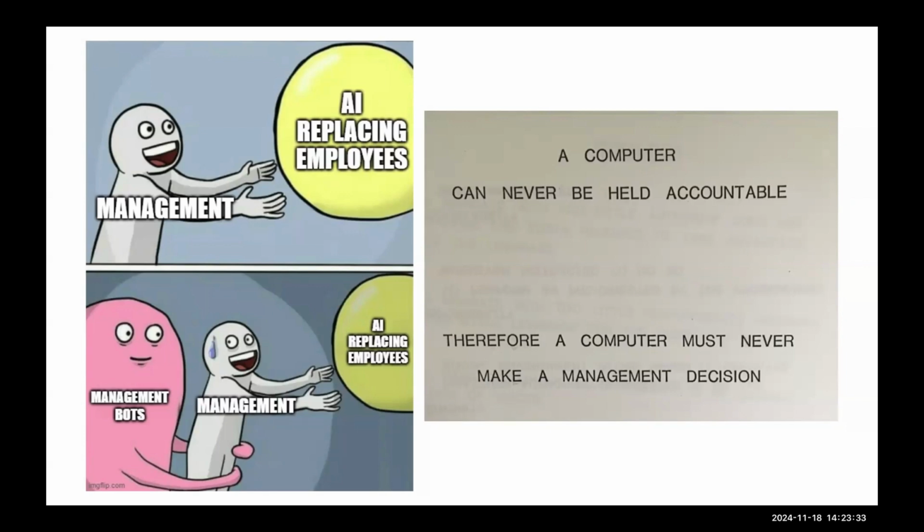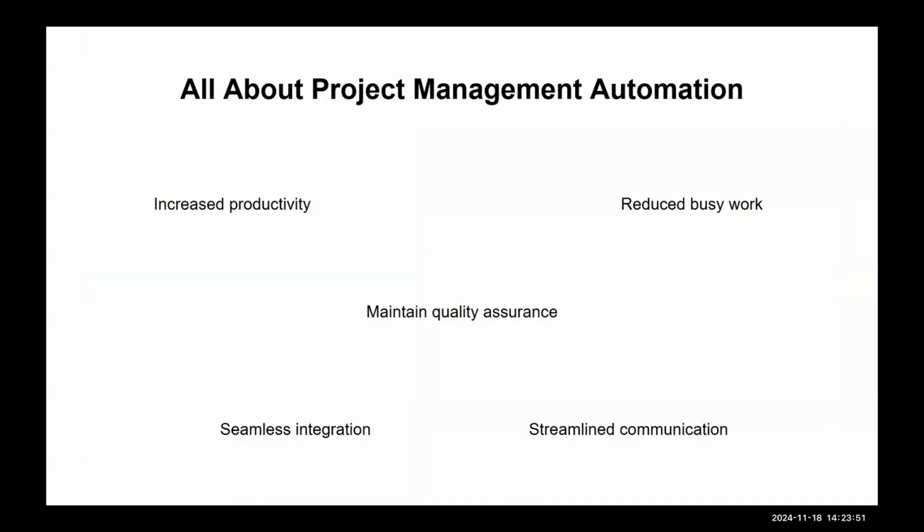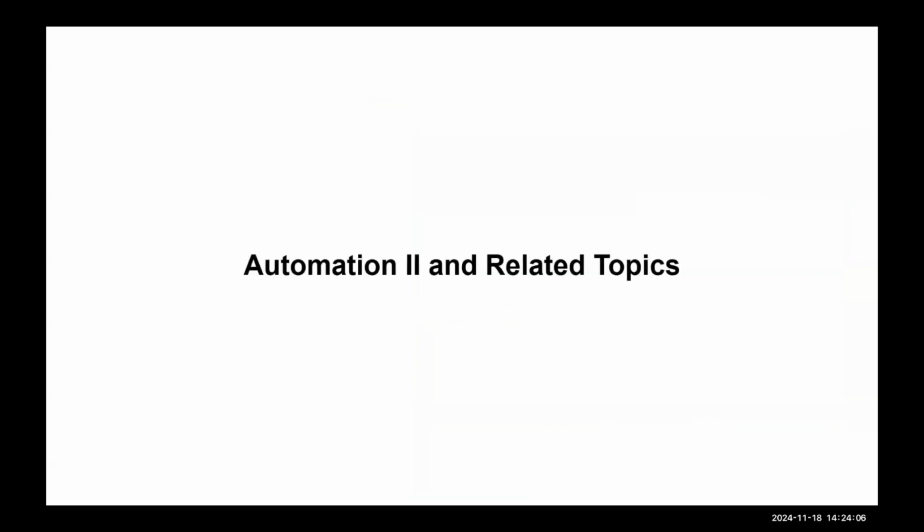We talked about the automation paradox last time, which is that the more automation you have, the more you have to have people in the loop to make sure that it works. And I think that's a good point. So that's automation. And so, again, we talk about the benefits of automation: increased productivity, maintaining quality assurance, reduced busy work, streamlined communication, seamless integration. So these are all the themes that we get out of this first part of the automation lecture.